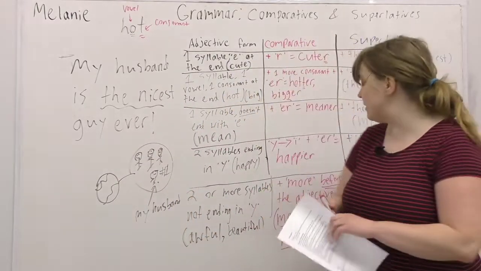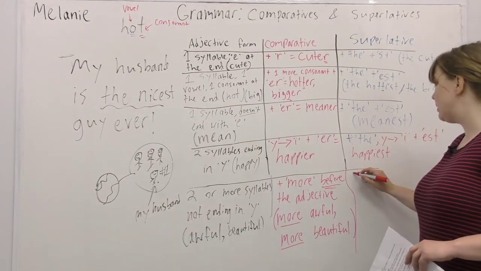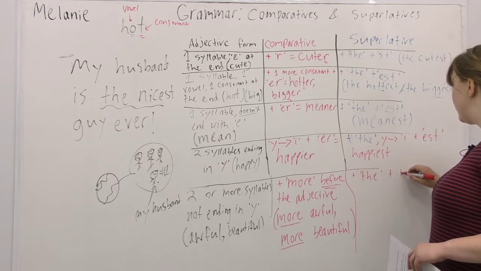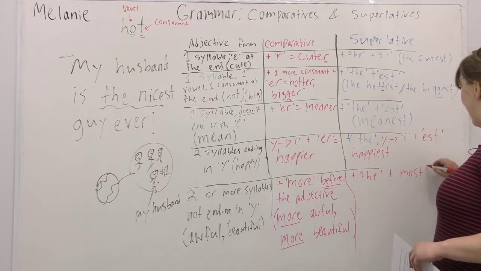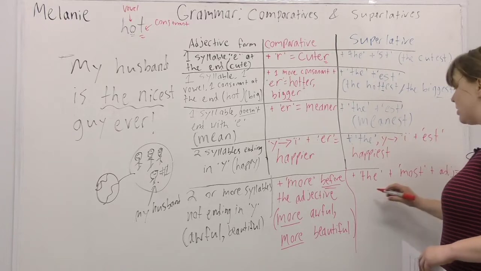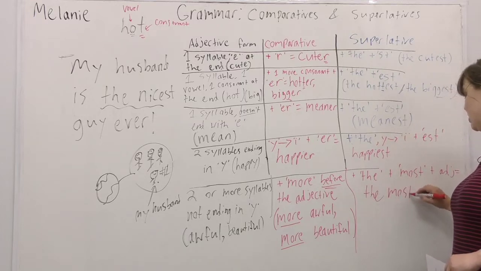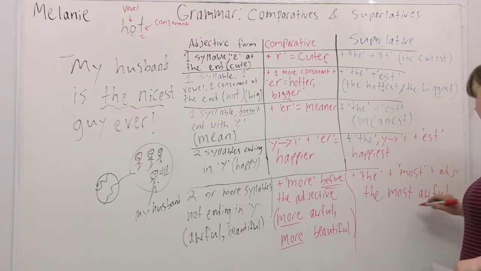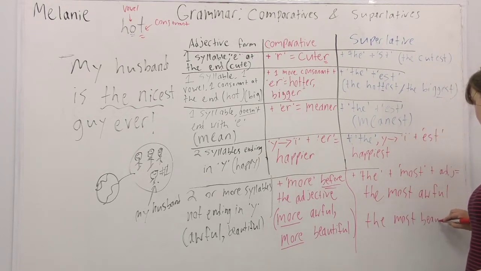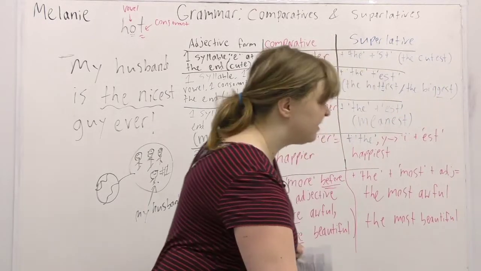Okay, last one. Let's divide this. So this one, you're going to add the and most, and then your adjective. So, for example, we're going to say the most awful or the most beautiful.